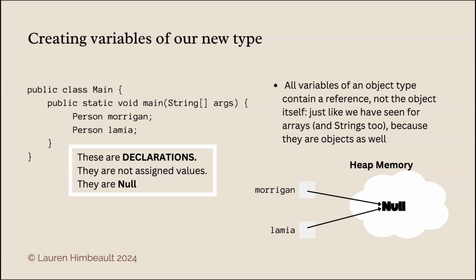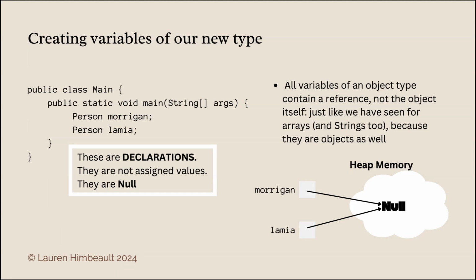When Java goes looking for the information inside the placeholder, those variables can say, hey, go look over here. It would be very similar to you coming to me and asking me where I live and me telling you where my address is and telling you where to go find my house, as opposed to me carrying my house around with me so that anytime you come to see me, you can also see my whole house. That's kind of the difference here. So Morrigan and Lamia right now are just pointing to null. They're both saying that they don't have an assigned value.